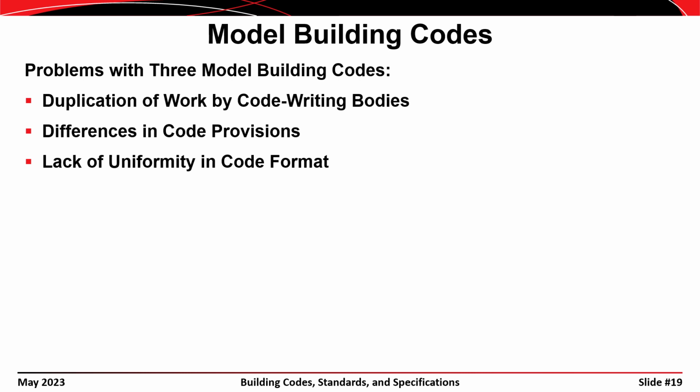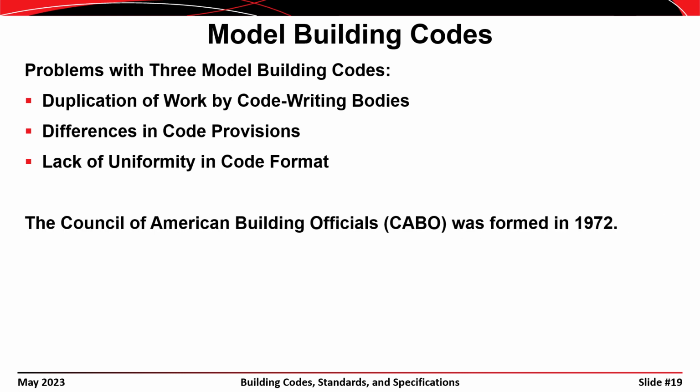Additionally, other subjective provisions in the three codes were different. For example, a 75-foot tall building in San Francisco might be considered a high-rise structure, subject to more stringent design criteria, but the same building in Chicago might be considered a mid-rise structure. To address these concerns at the national level, the Council of American Building Officials, CABO, was formed in 1972.